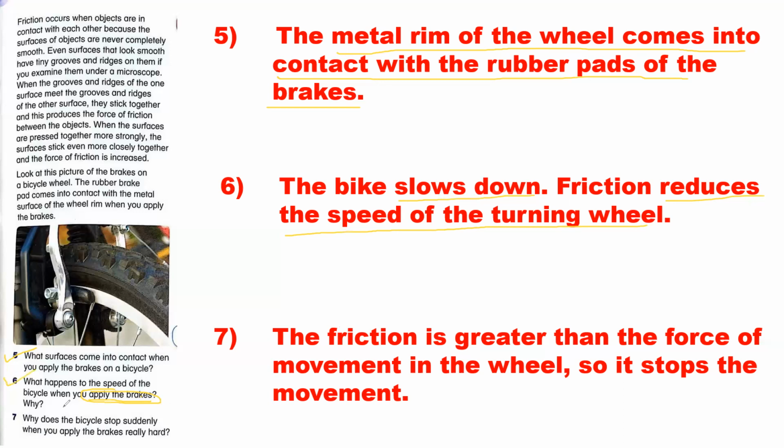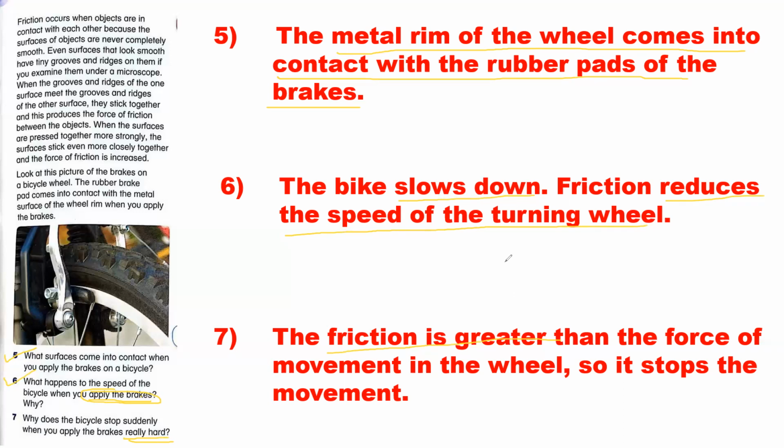Number 7. Why does the bicycle stop suddenly when you apply the brakes really hard? Now the friction is greater than the force of the movement in the wheel. So it stops the movement immediately. The friction is greater.